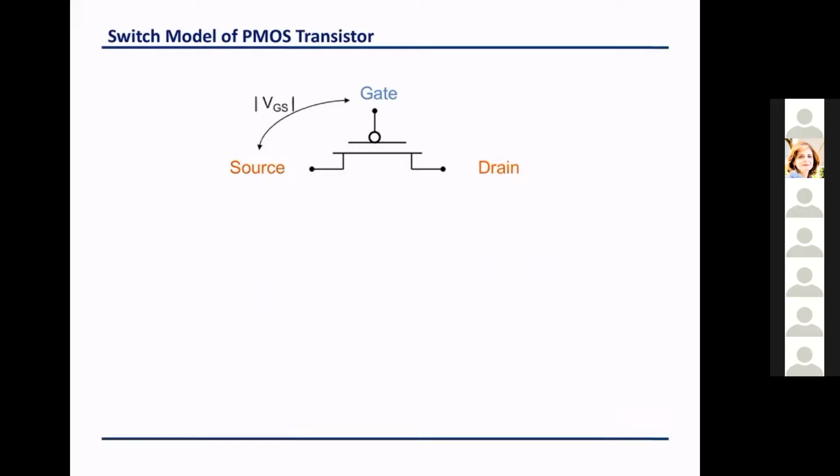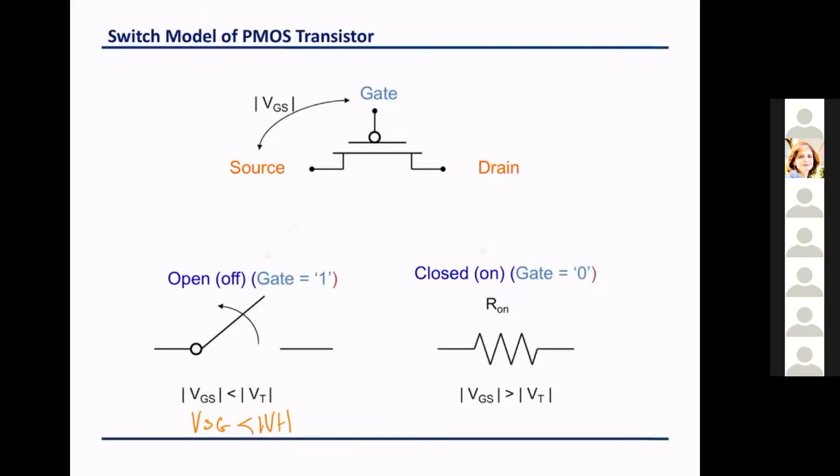Similarly, for the PMOS device, in a similar fashion, we assume that for the gate voltage, when VGS is less than VT in absolute value, or when VSG is less than the absolute value of VTP, it is off, and we assume that it is on when VGS in absolute value is greater than VT, or VSG is greater than the magnitude of VTP, so that we can model it as an on resistance.